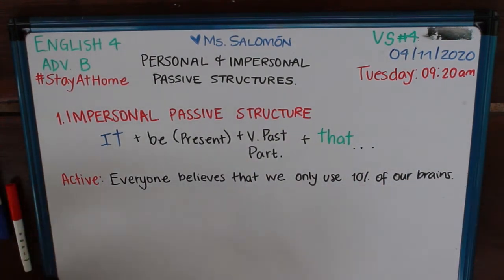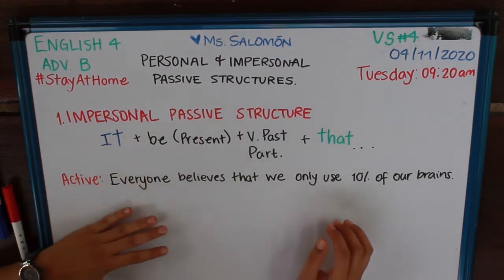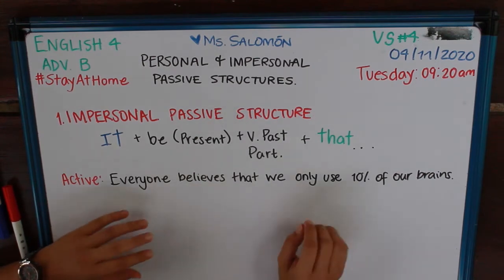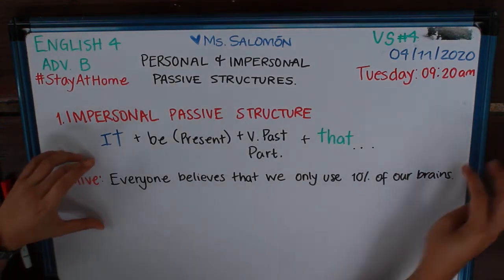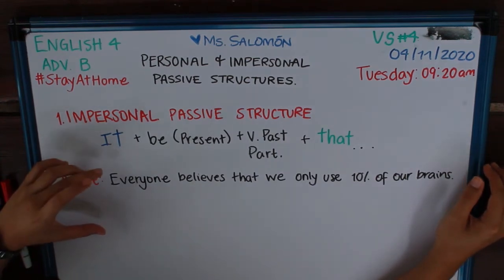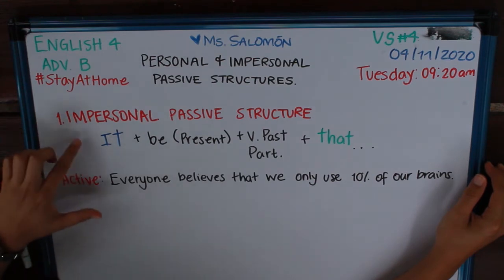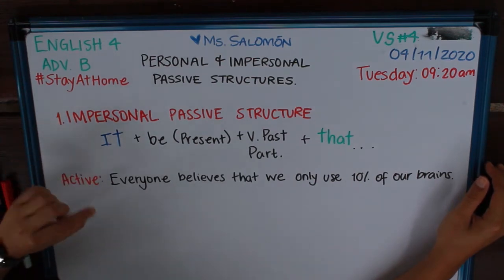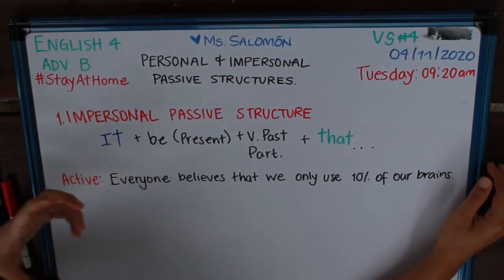Let's say that we're writing an essay about the brain. So we're starting off our essays and we say, everyone believes that we only use 10% of our brains. If you take a moment and read this sentence, you will notice that as it is, it's a little bit informal. So we want to use impersonal passive structure to make it more formal. And this is especially common when writing, okay?